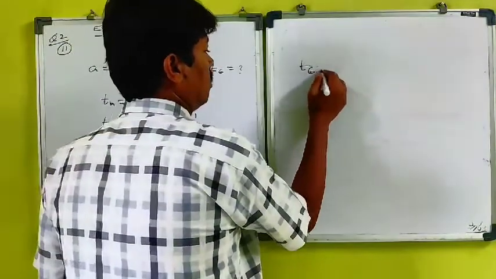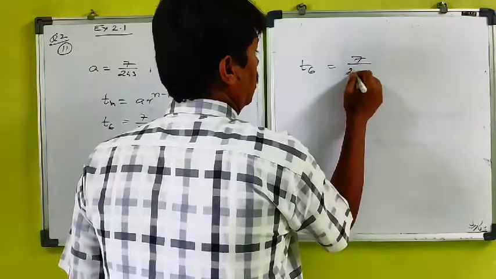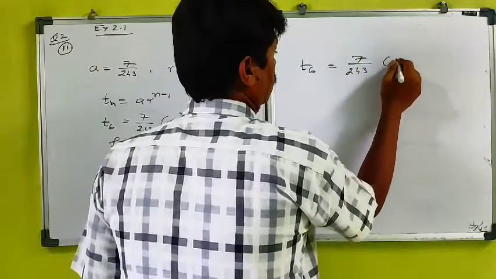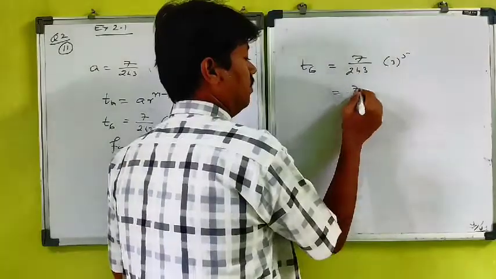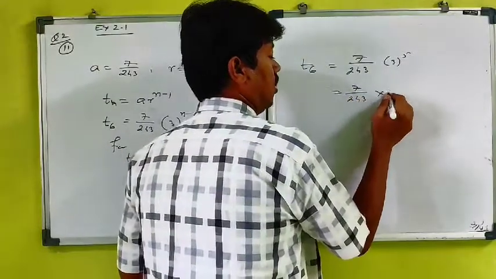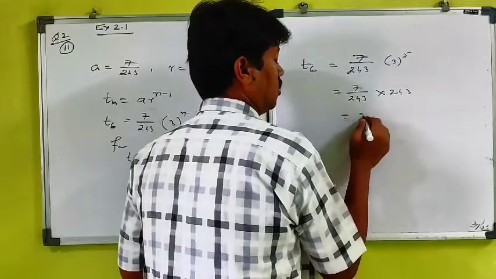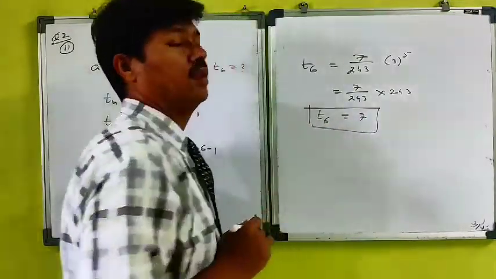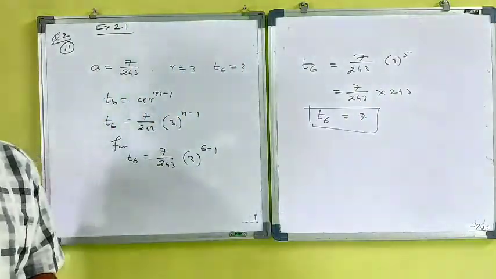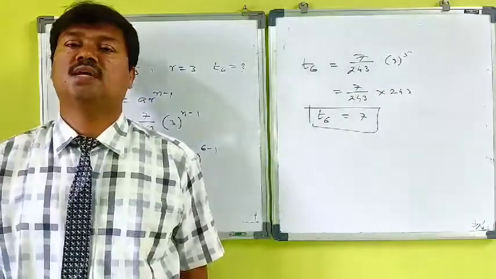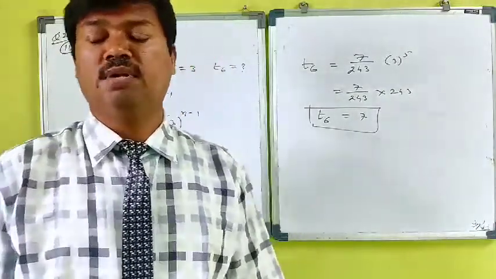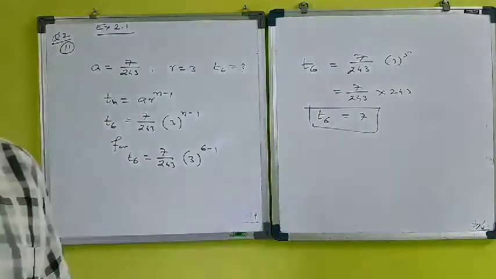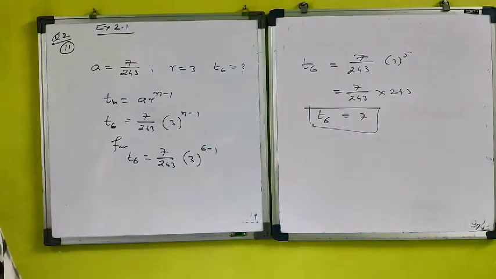So T6 is equal to what? 7 upon 243 into 3 raised to 5. So that is 7 upon 243 into 243, which is equal to 7. So T6 is equal to 7. So the 6th term in the sequence will be 7. That's a very simple one. Similarly, the next questions are similar, so we will not do that.